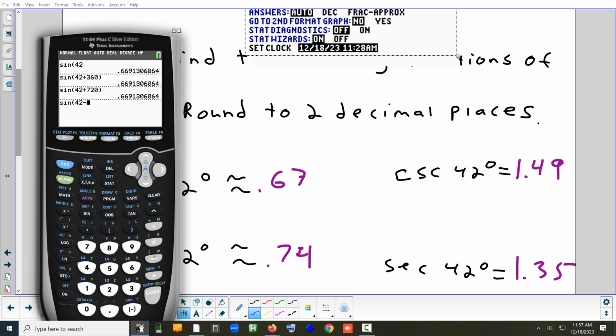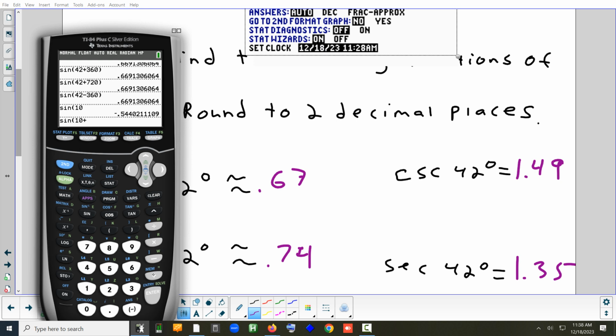What about sine of 42 minus 360? Same thing. You're just going around one entire rotation. Now we did 10 radians as well. Sine of 10 radians. What could I put inside the parentheses there and make it come out the same? 2 pi, yes. Why? Because we're in radians now.